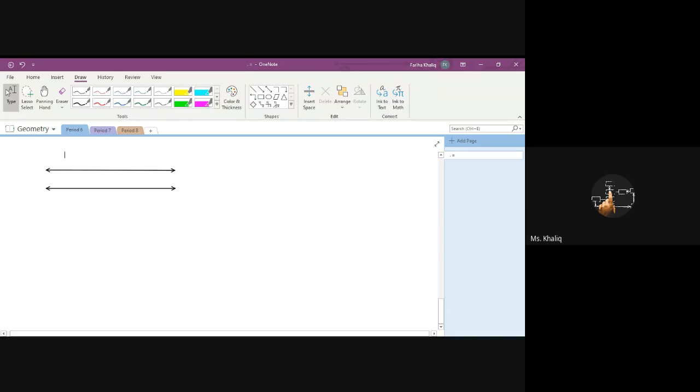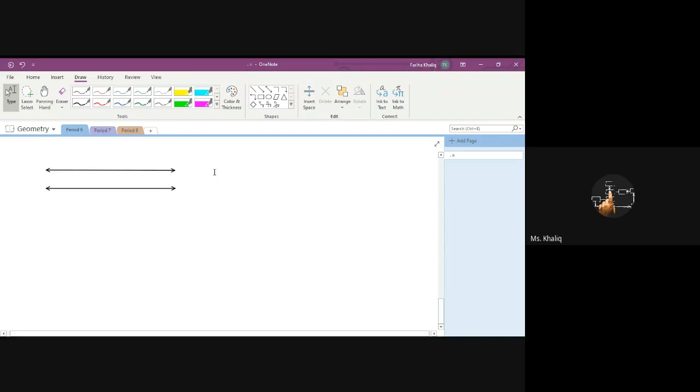Welcome. Today we are going to look into how to find missing angles using simple equations. So again, getting back into two parallel lines which are cut by a transversal. Knowing their angle relationship, we can find out the angles.